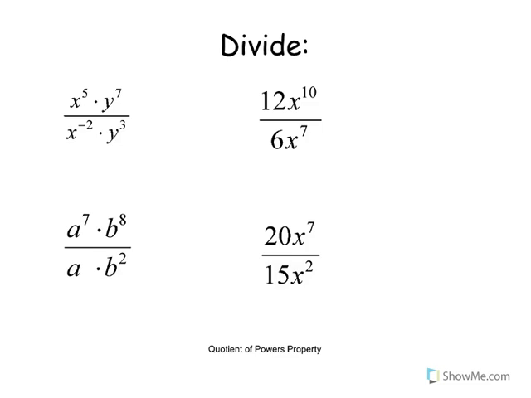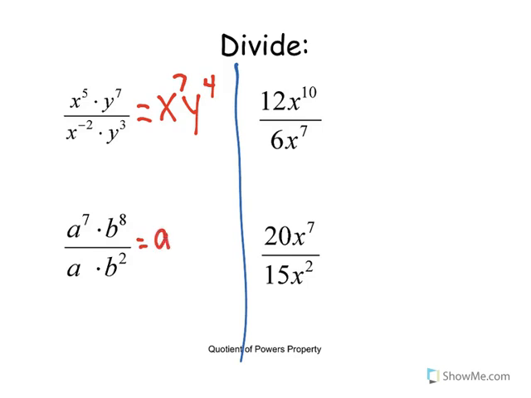Now what happens if there's more than one variable? Okay, that's what we see on the left. So these are kind of different cases. Well, I'm going to deal with x and I'm going to deal with y. So when I deal with x, 5 minus -2 is 7. And when I deal with y, 7 minus 3 is 4. All right, for the next one, when I deal with a, 7 minus 1 is 6. And b, 8 minus 2 is also 6.